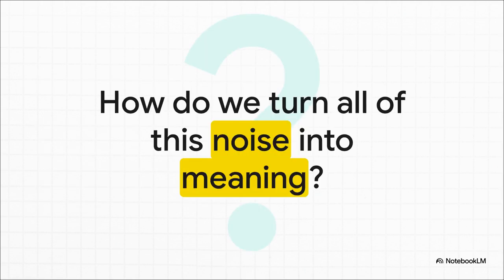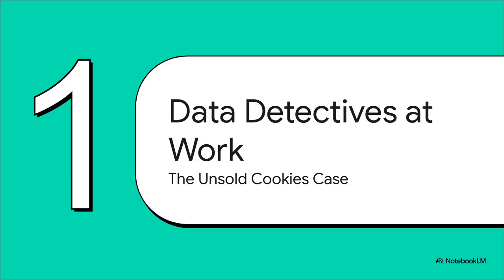And that brings us to the most important question. All of that stuff is just noise. It's a giant digital junk drawer unless we have a way to make sense of it. How do we find the important signal in all of that static? How do you turn a mountain of raw data into an actual smart decision? You know, the best way to get it is to see it in action. So let's look at a real-world story from Walmart. Think of it like a detective case. Our investigators are the data scientists, and the mystery we need to solve is the case of the unsold cookies.